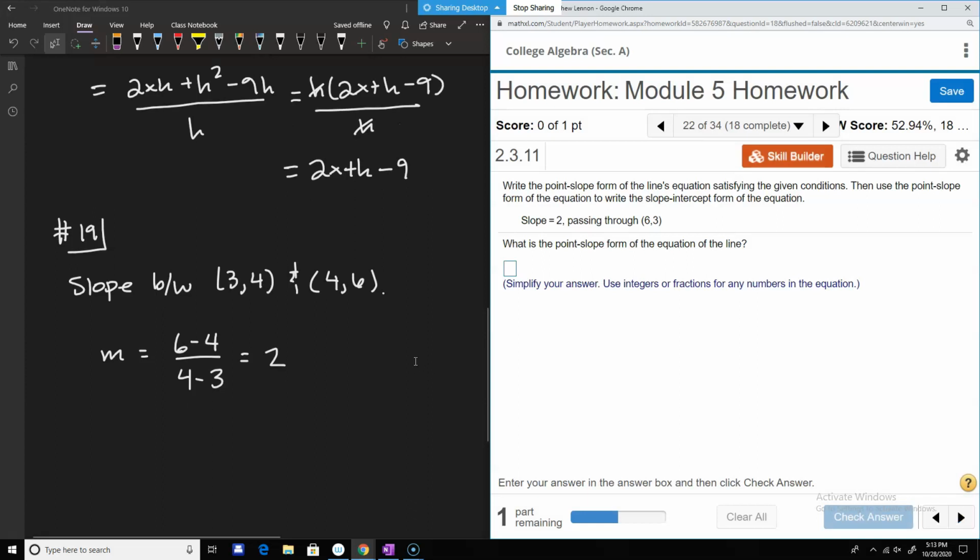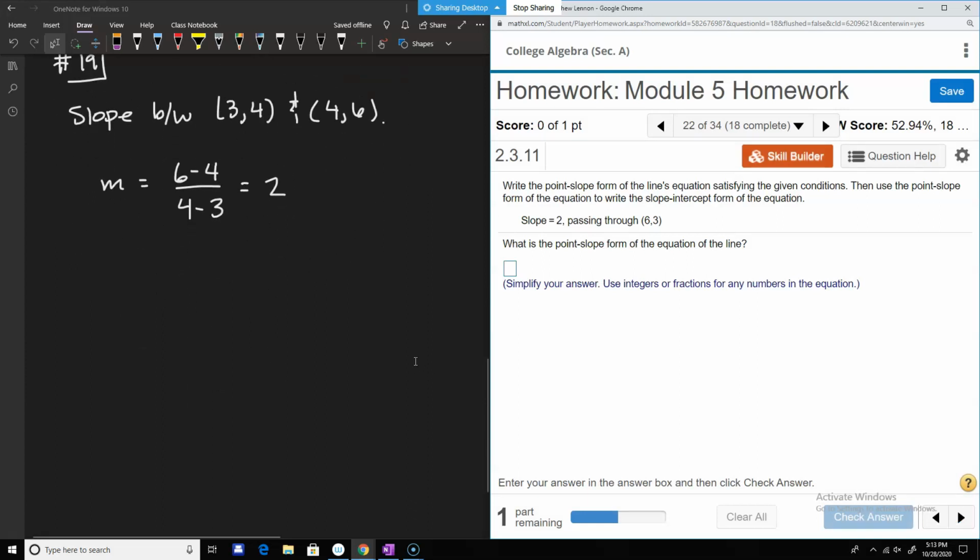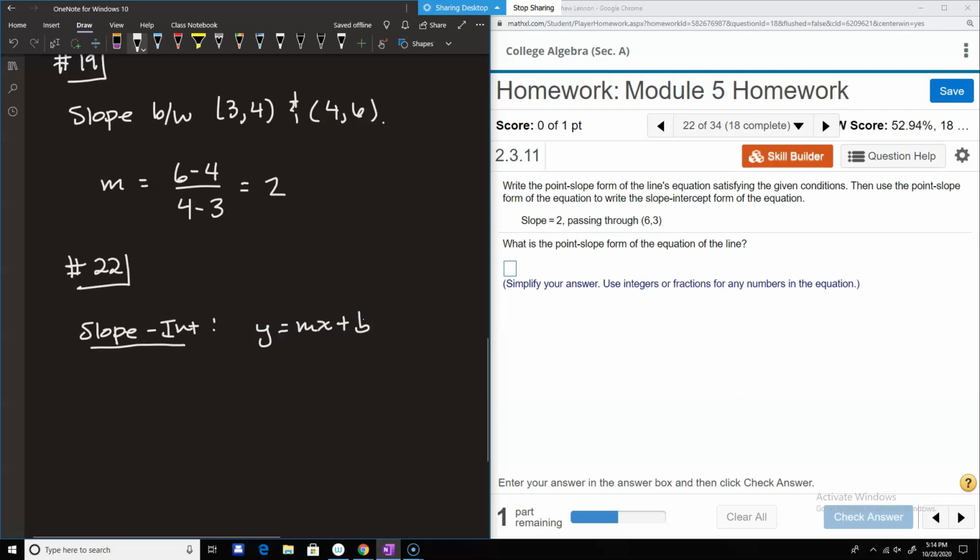Okay, what is the point slope formula of the equation of the line? So that's the two main formulas of the line for us. We have slope-intercept. This form is y equals mx plus b. Now you can get away with just using this form unless they specifically ask for point slope form. So point slope is the secondary form.